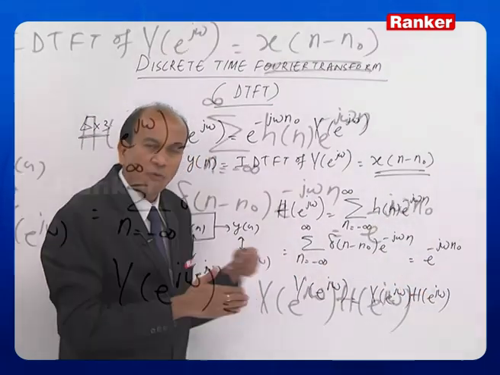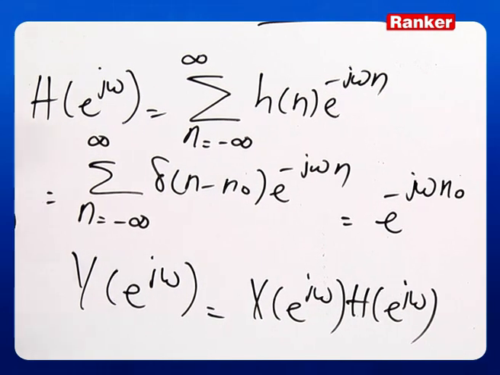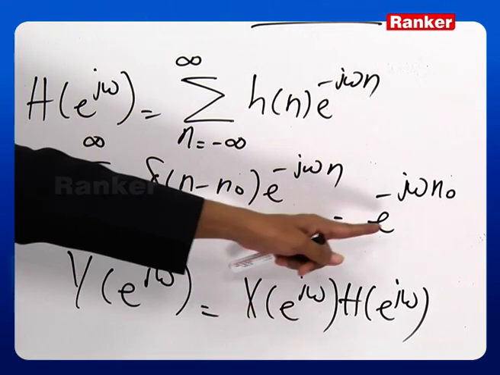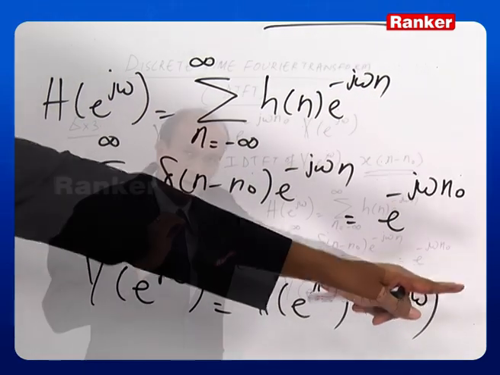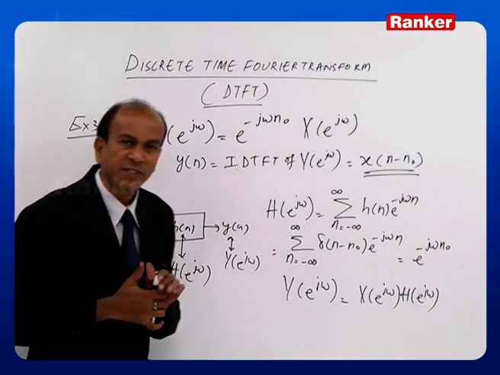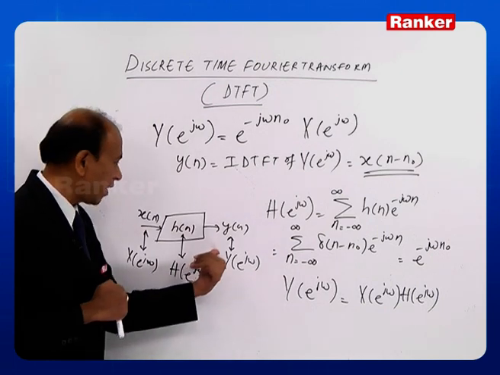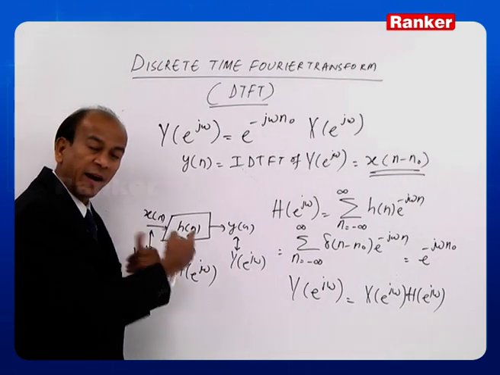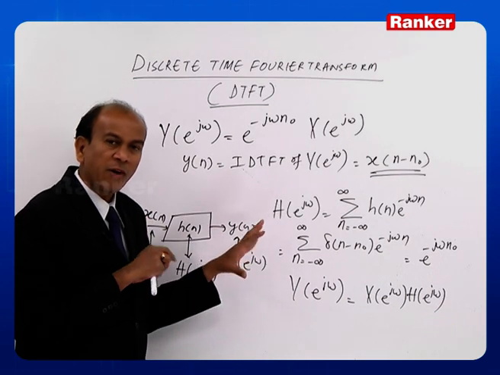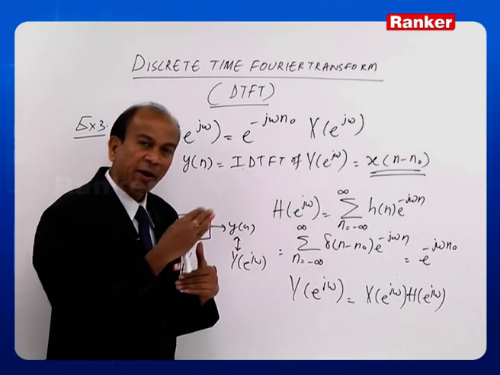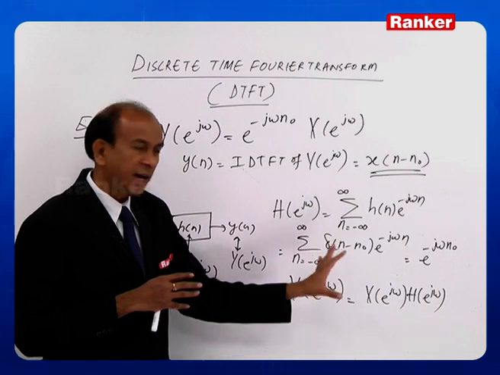We said that for all frequencies the magnitude of this is 1, whereas the phase angle is shifted by a factor minus omega n naught. Then how to calculate the output of a system? The output of a system y of n is nothing but the convolution of x of n and h of n. But in our problem we have already calculated X of e to the power of j omega and we also calculated H of e to the power of j omega.